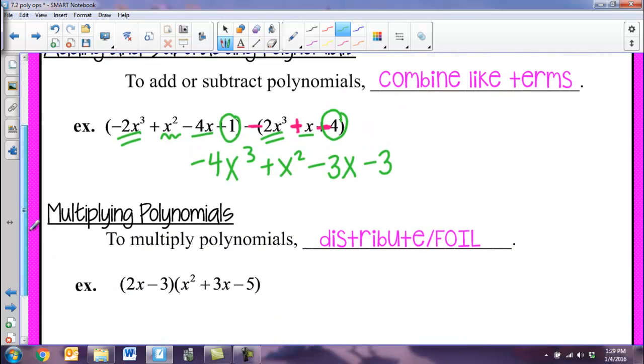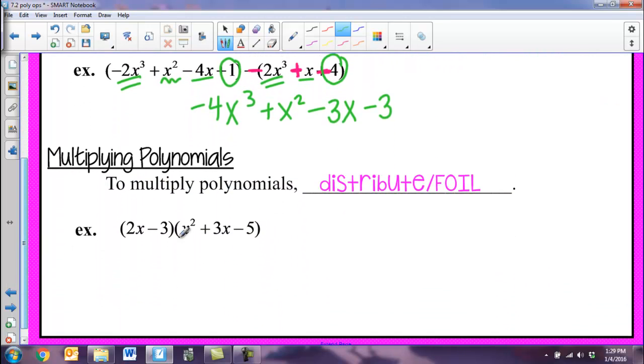Multiplying gets a little bit more tricky. When you have a multiplication problem, you are either going to distribute, or some of us might know this as FOIL. Technically, when you distribute and you're using FOIL, you're just double distributing. Okay, so when you multiply polynomials, make sure you are using that FOIL method.